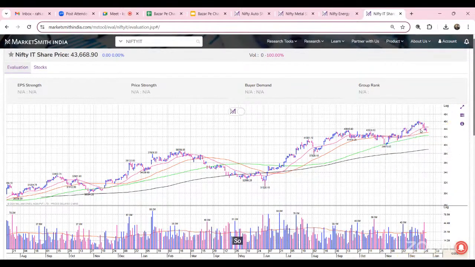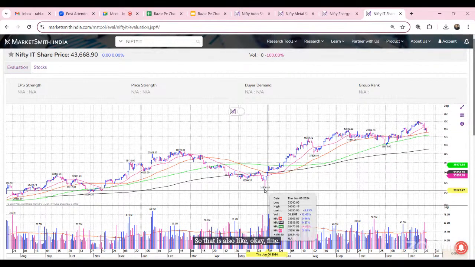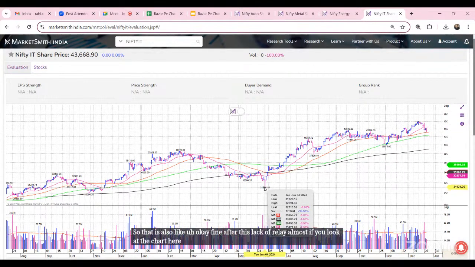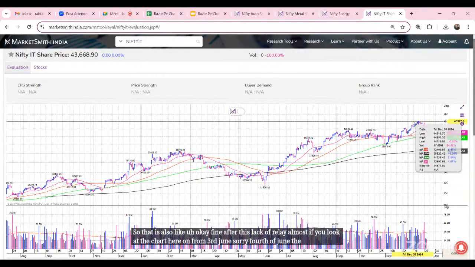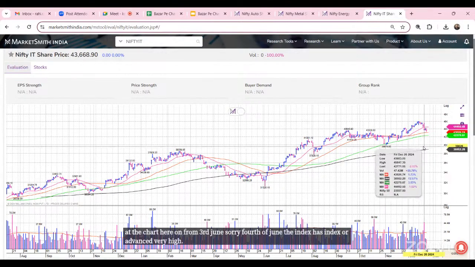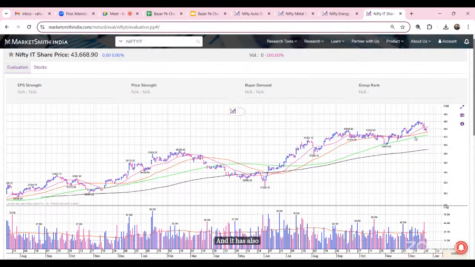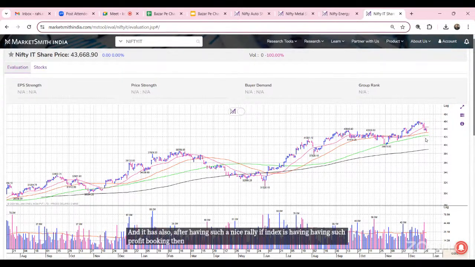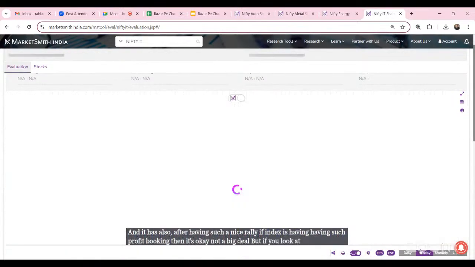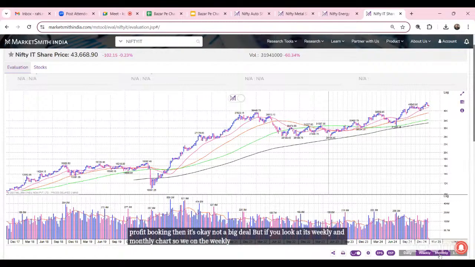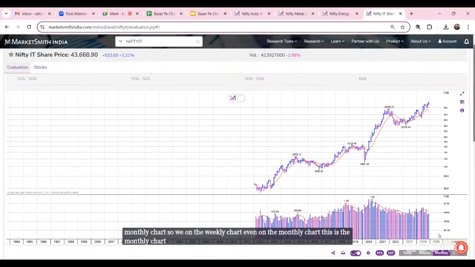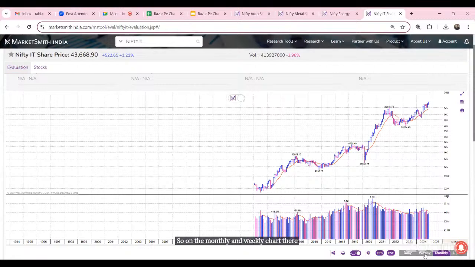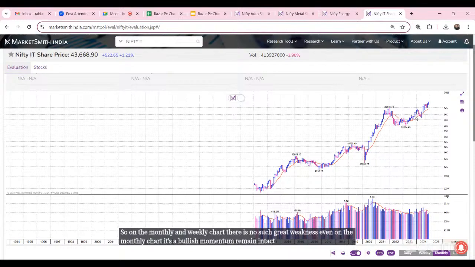So that is also okay, fine. After this rally, if you look at the chart from 4th of June, the index has advanced very high, and after having such a nice rally, if the index is having some profit booking, then it's okay, not a big deal. But if you look at its weekly and monthly charts, this is the monthly chart, on the monthly and weekly chart there is no such great weakness. Even on the monthly chart, its bullish momentum remains intact. There is no weakness as such.